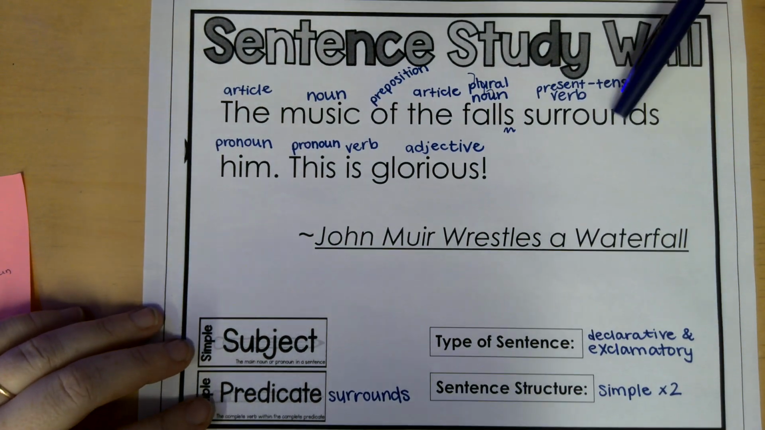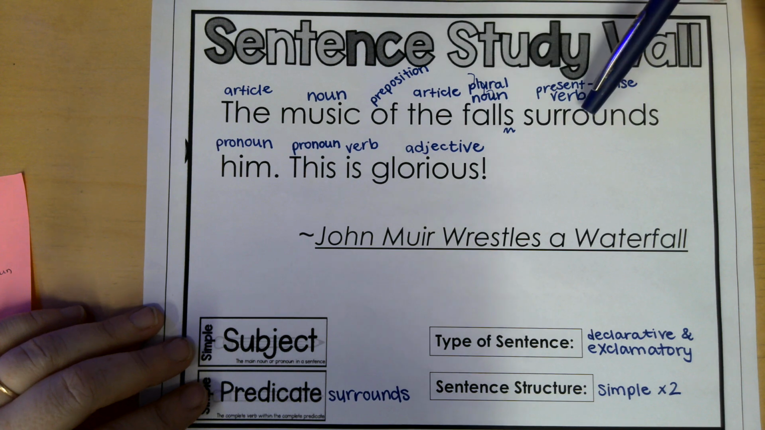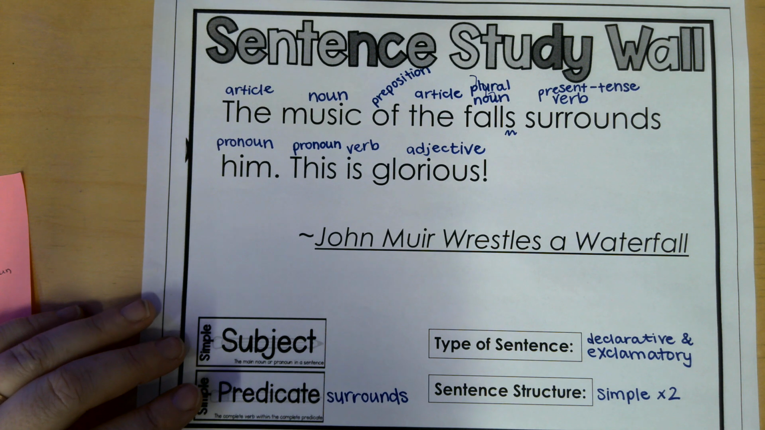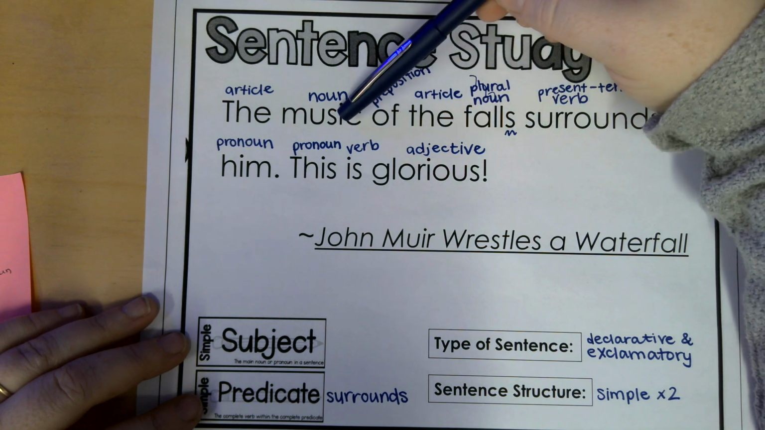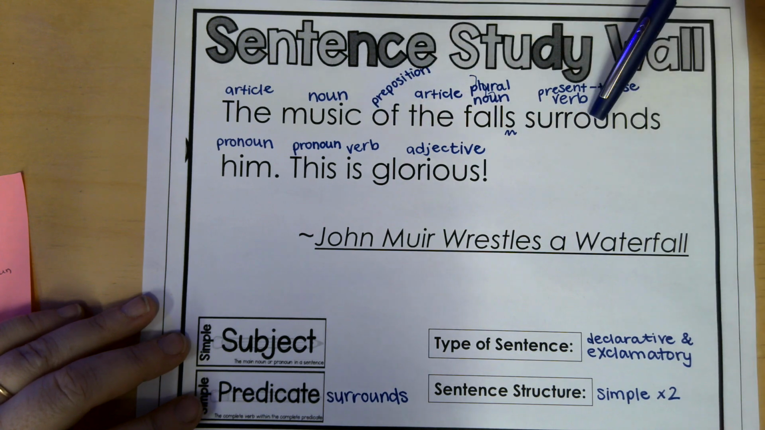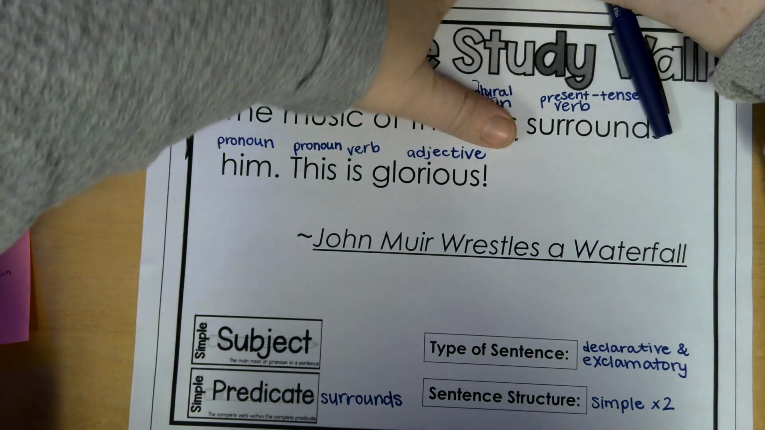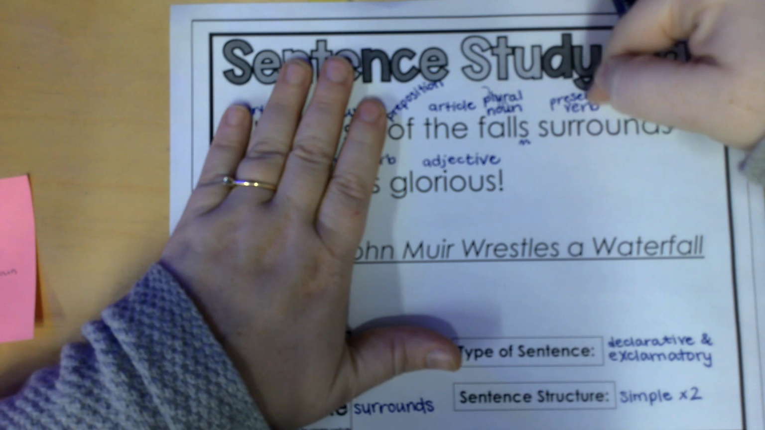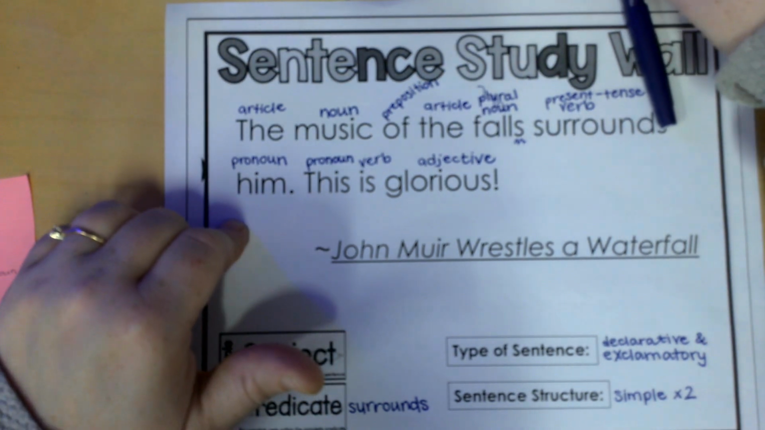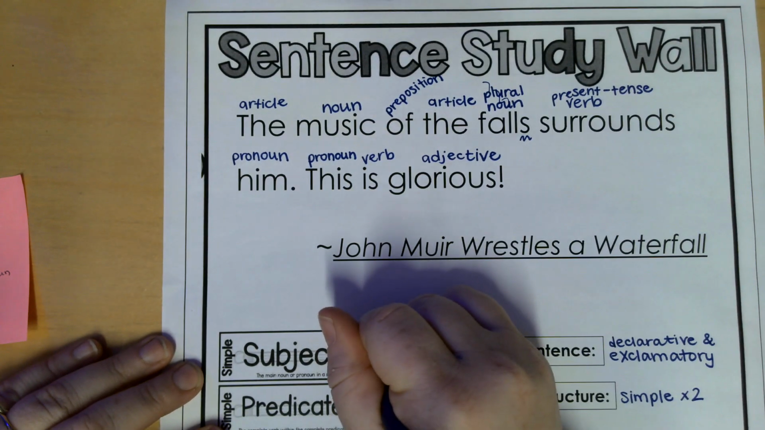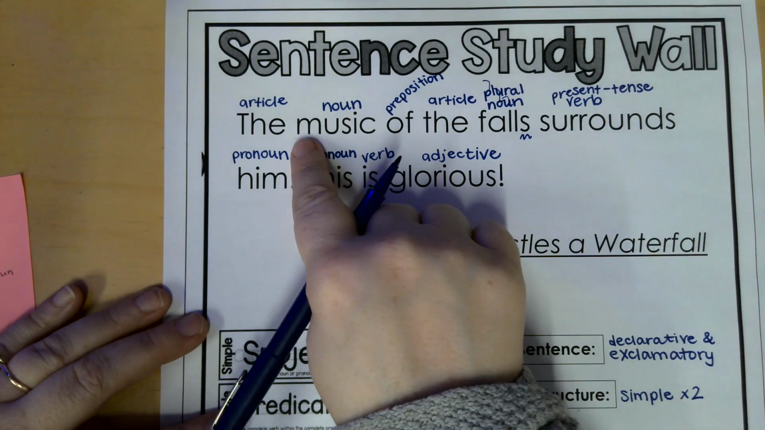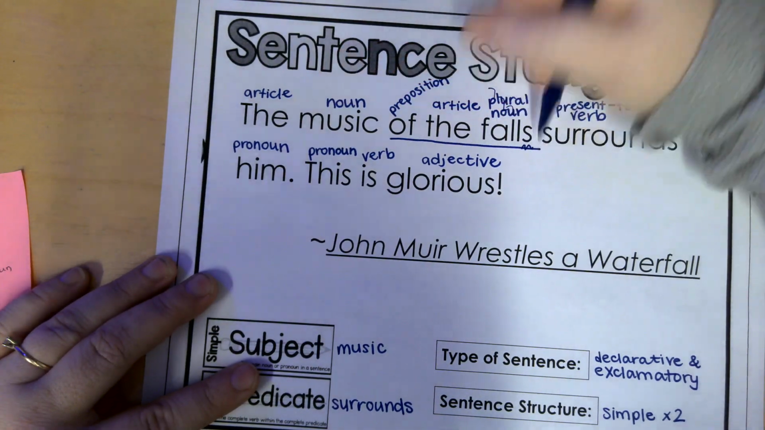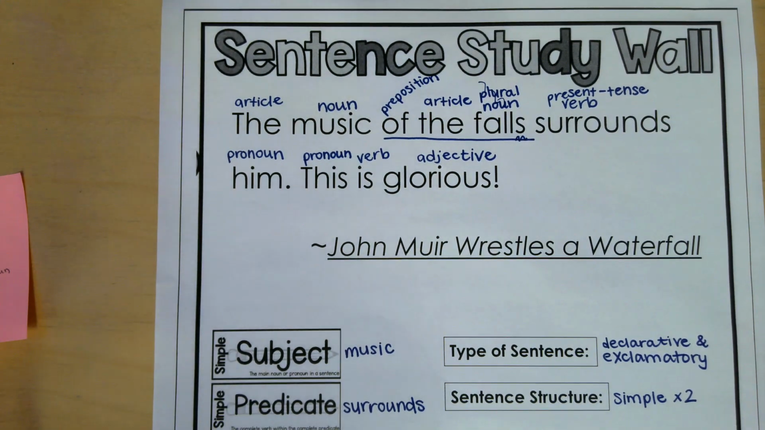Now, here's the thing. Is the surrounding being done by the falls, or is the surrounding of the music? The music of the falls surrounds him. If I'm thinking about this, I think it's referring to the music, even though music is not directly next to the verb. Because you could almost take this part out: the music surrounds him. You can't take out music, so you can't say "of the falls surrounds him." So I would say music, and technically it's more specific by adding "of the falls," because that is a prepositional phrase. All right, we got this done. Thanks, guys.